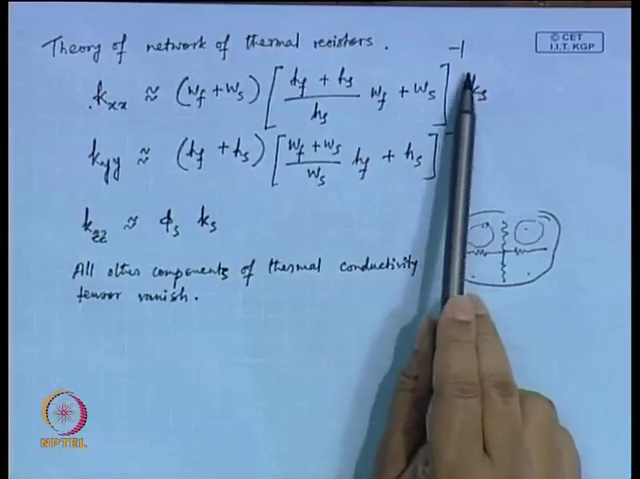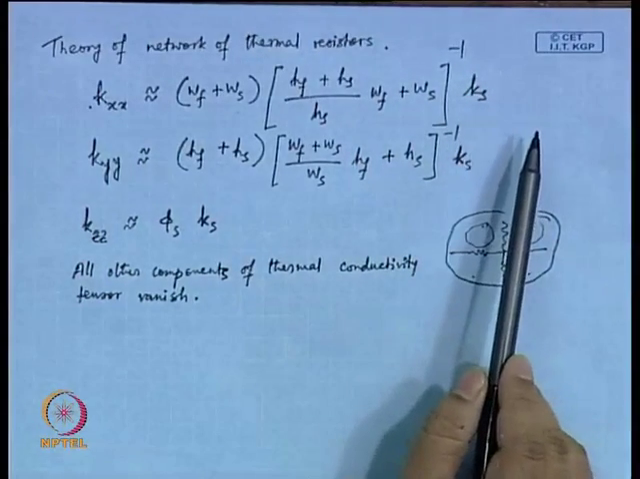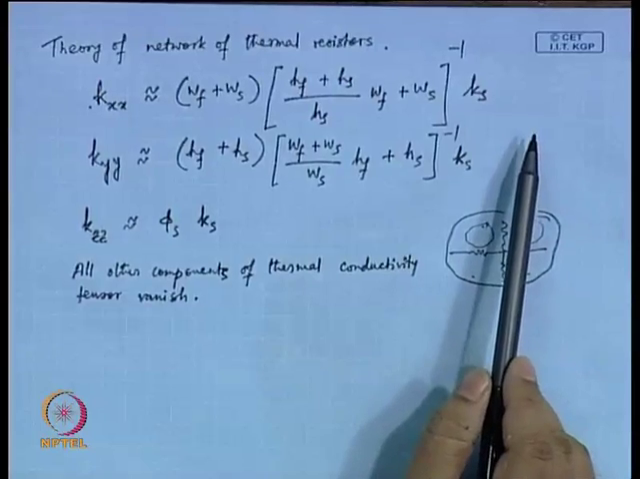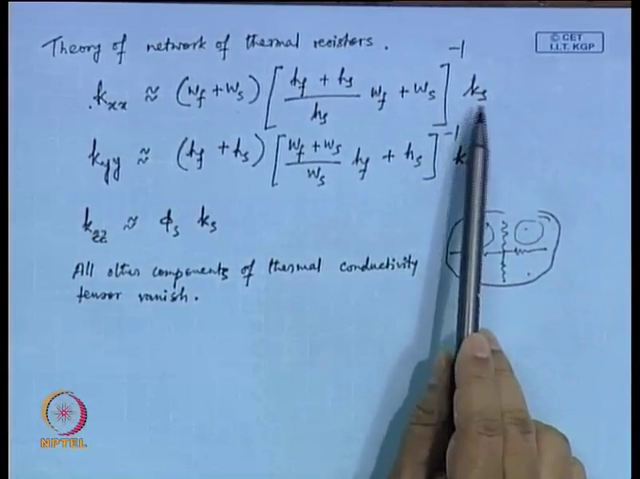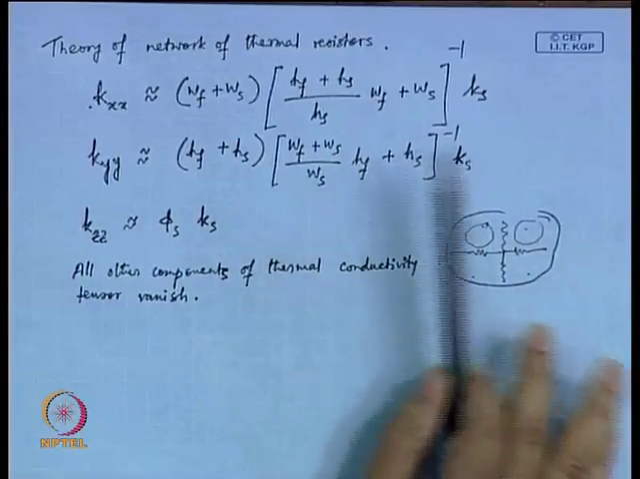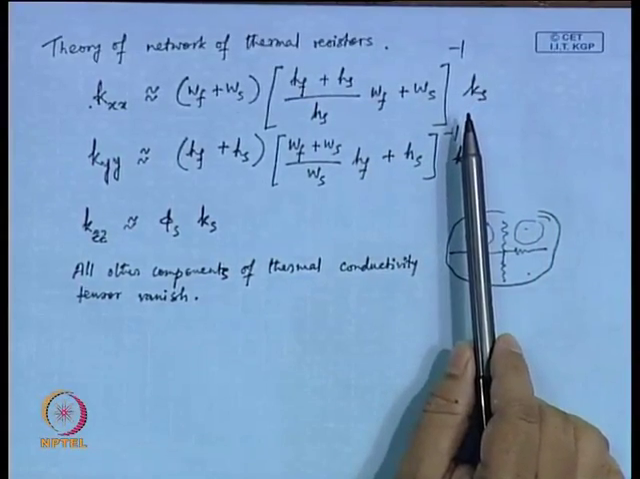And then multiplied by Ks. Ks is the actual thermal conductivity. It is a bulk property. It is a pure component property of the solid. If there had not been a channel, if there had not been a fluid passing through this solid, then we would have considered simply Ks.